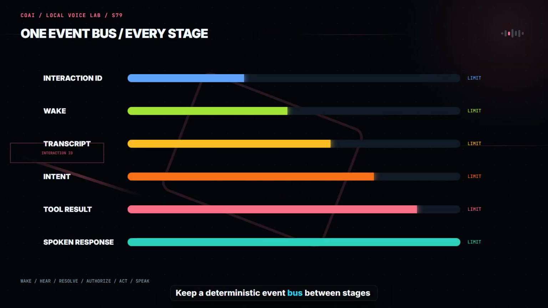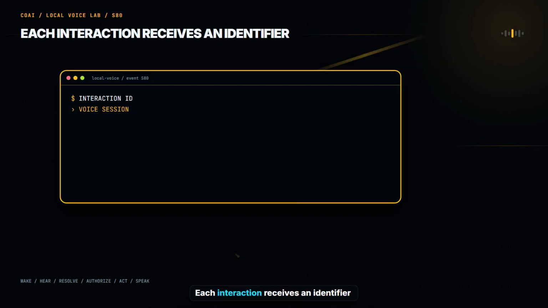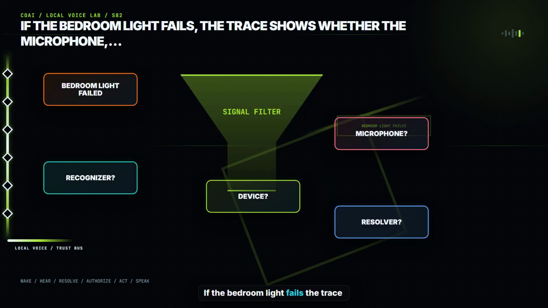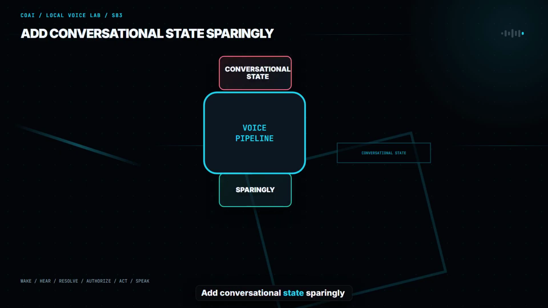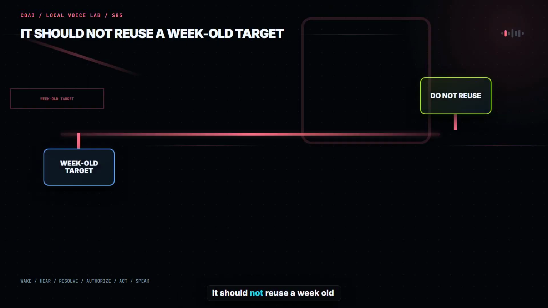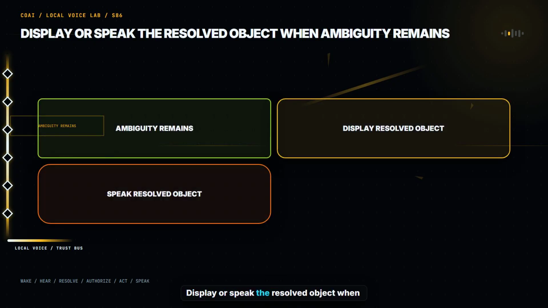Keep a deterministic event bus between stages. Each interaction receives an identifier: wake, transcript, resolved intent, tool request, tool result, and spoken response attached to that identifier. If the bedroom light fails, the trace shows whether the microphone, recognizer, resolver, or device caused it. Add conversational state sparingly. The follow-up, "make it brighter," can reuse the last confirmed device for a short window. It should not reuse a week-old target. Display or speak the resolved object when ambiguity remains.